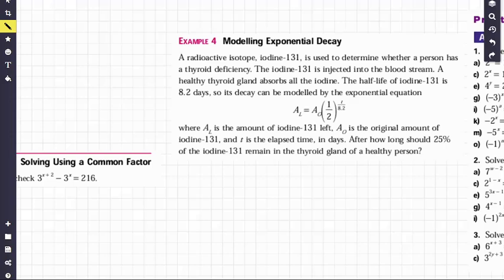But when you get into that unit, you're going to have to create that yourself, which is not the most fun thing to do, because I've seen so many students make mistakes on that. But that's okay. Where AL is the amount of iodine 131 left, AO is the original amount, and T is the elapsed time. In days, how long should 25% of the iodine 131 remain?